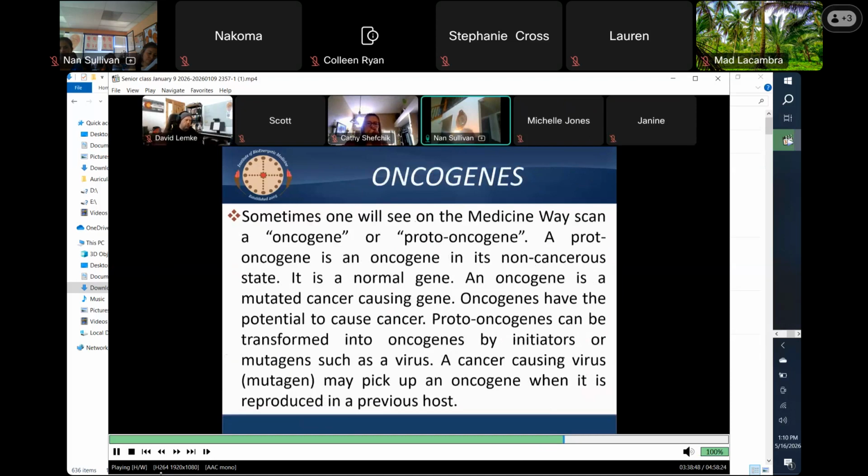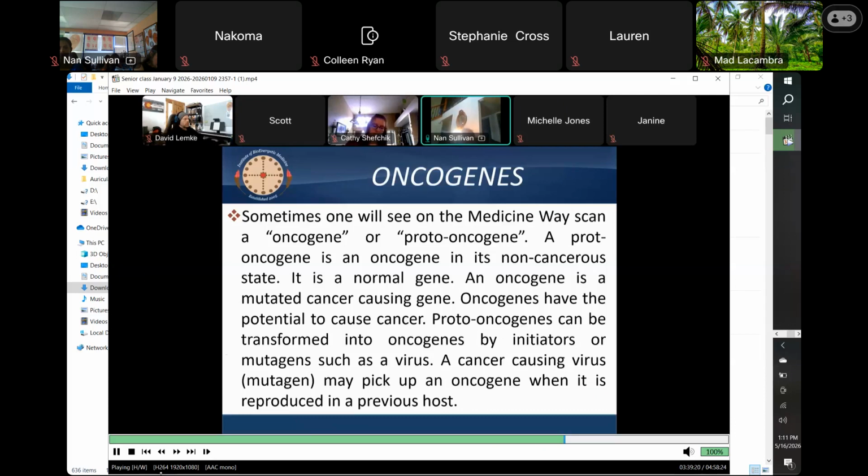Sometimes one will see on the medical scan an oncogene or proto-oncogene. A proto-oncogene is an oncogene in its non-active state. It is a normal gene. An oncogene is a mutated cancer-causing gene. Oncogenes have the potential to cause cancer.